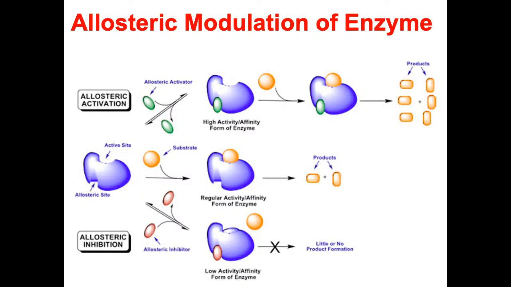Just try to absorb this figure. What is it saying? There is allosteric activation leading to the production of a lot of products. There is allosteric inhibition leading to little or no product formation. And in the center, very few products are being produced.